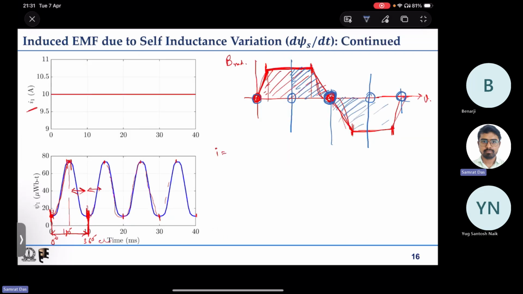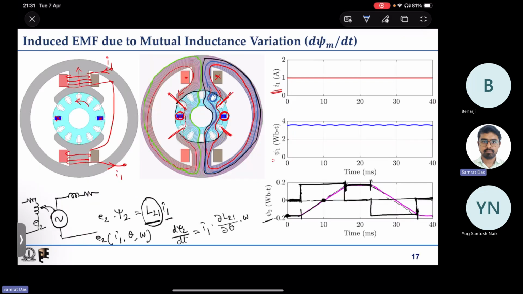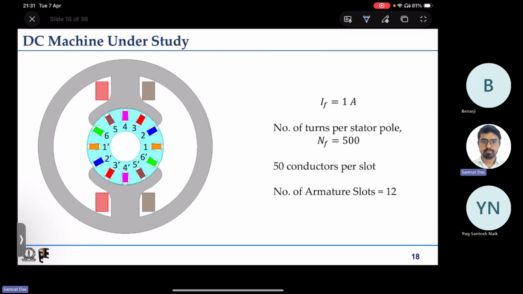So that is why we have taken so long to discuss the B distribution along the air gap. It is important to get all these things analytically, so you can get the induced EMF also. Now I'll just start with this and we'll stop soon, in 5 minutes probably.